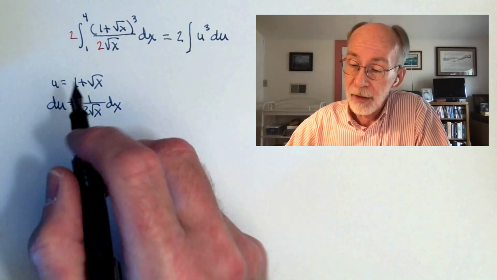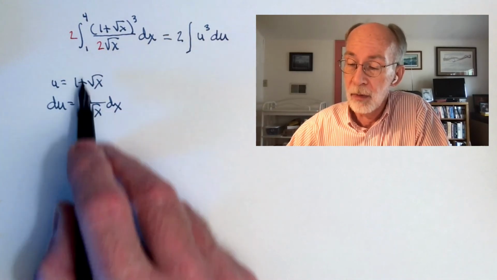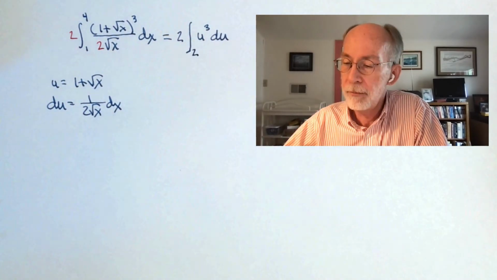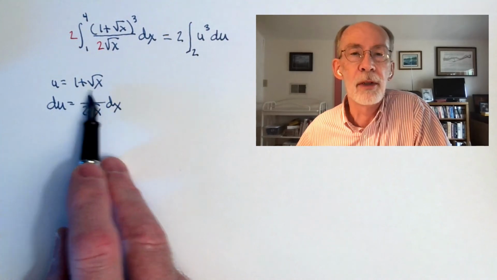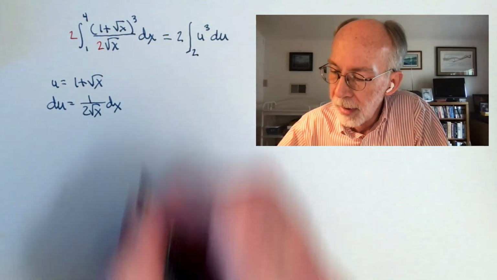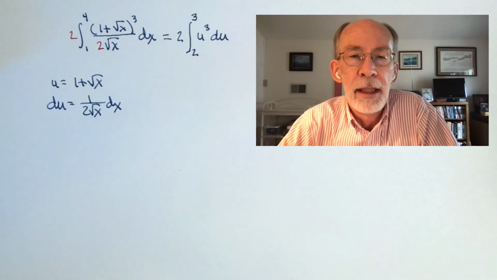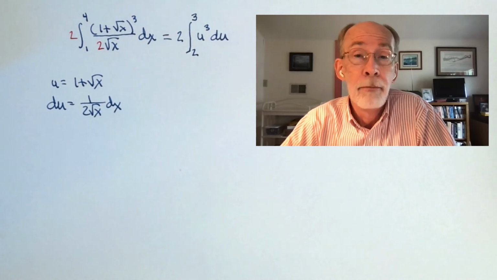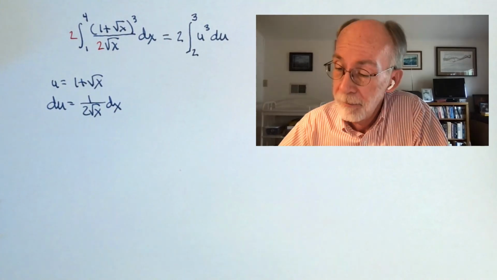So I'll ask myself the question, if x is 1, what's u? Well, it's 1 plus the square root of 1, also known as 2. If x is 4, what's u? It's 1 plus the square root of 4, also known as 3. And if we didn't make any errors in transforming everything from in terms of x to being in terms of u, these two things should be equivalent. So let's go ahead and evaluate.